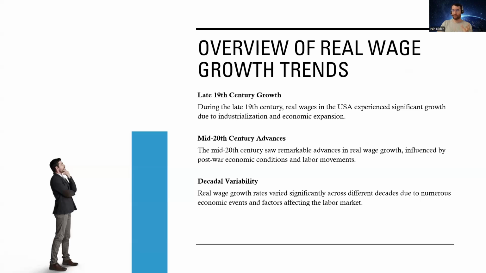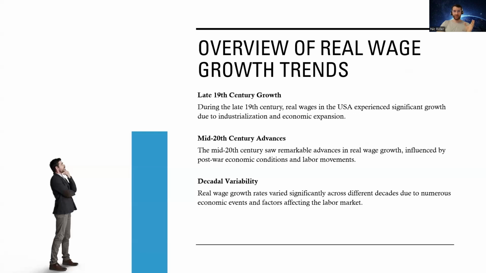The 1890s were marked by economic depression, the panic of 1893, which led to a slowdown in wage growth. However, wages still grew at about 1% per year throughout that period. This decade also saw significant labour movements, including the Pullman strike of 1894.